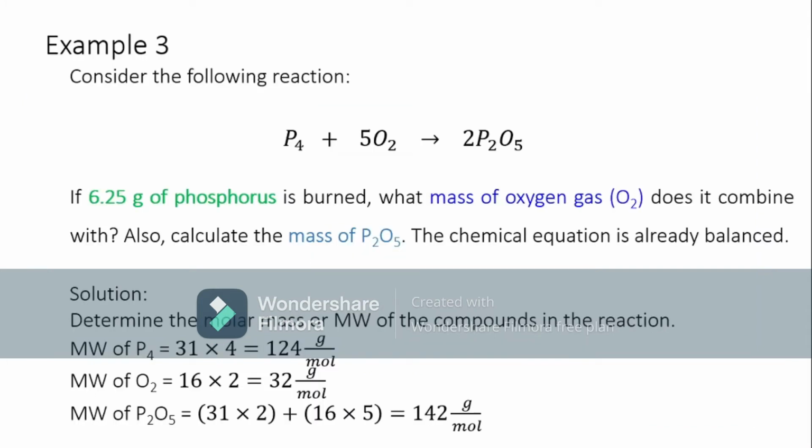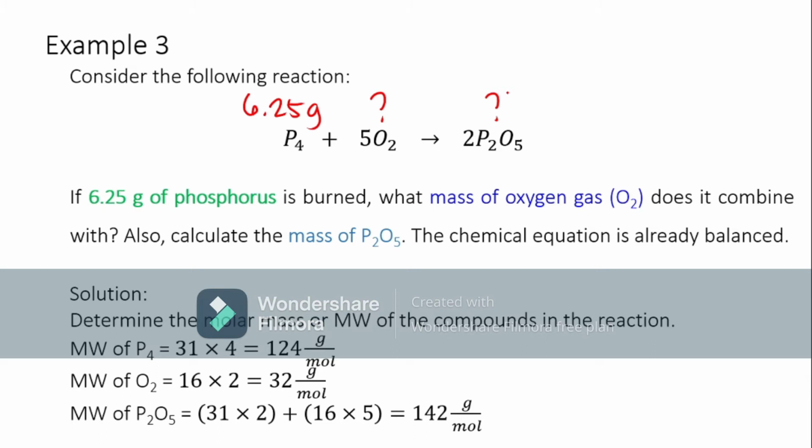So let's have this one. Consider the following reaction, P4 or the phosphorus plus O2, kung sabihin, binurn siya sa oxygen gas. And the final product is P2O5, diphosphorus pentaoxide or pentoxide. So, according to the problem, meron tayong 6.25 grams of phosphorus here is burned. So, what mass of oxygen gas, so we're after the grams of O2 here, does it combine with? Also, calculate the mass of P2O5. So, we're after the mass of P2O5.